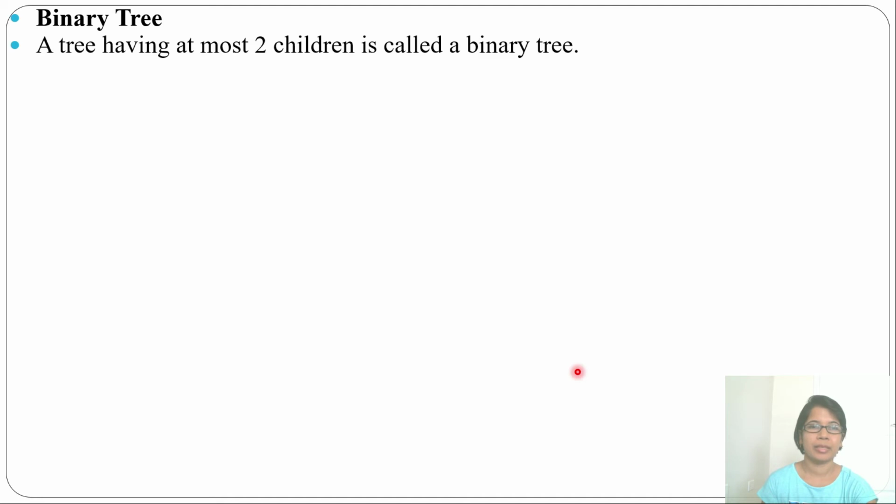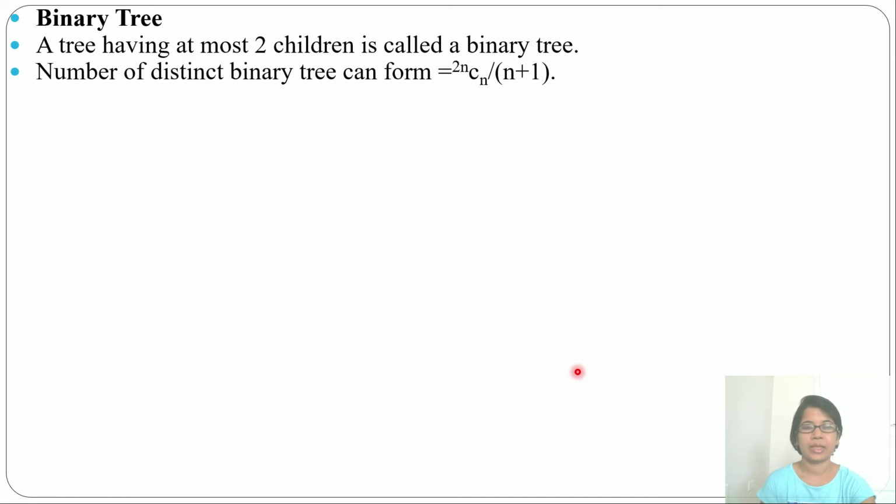So let's start binary tree. A tree having at most 2 children is called a binary tree. So the number of distinct binary trees that can be formed is 2n C n divided by n plus 1. So like for 3 nodes, you can generate 5 distinct binary trees. This formula is for binary trees. You just remember this, one question is asked from this.